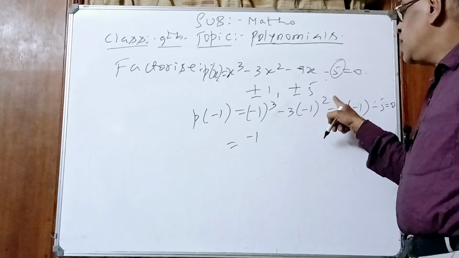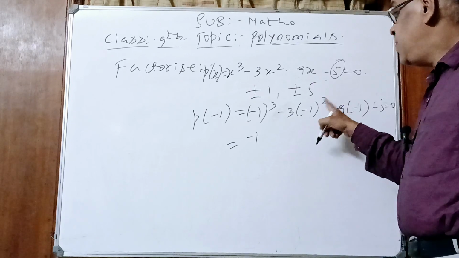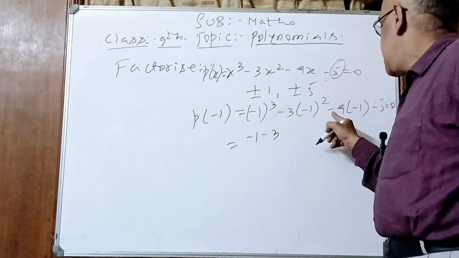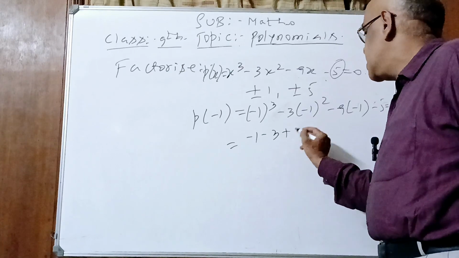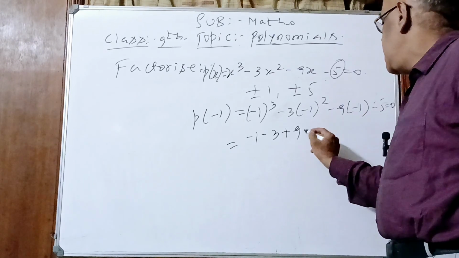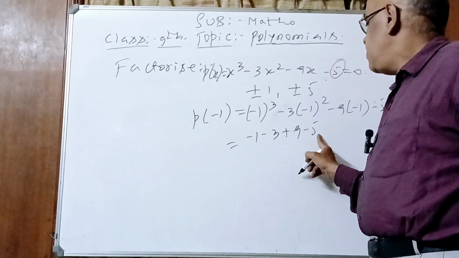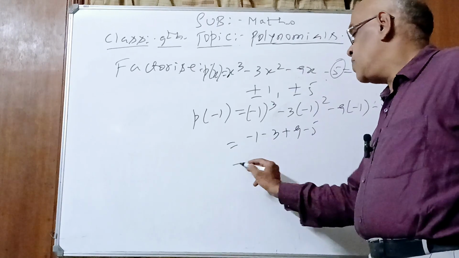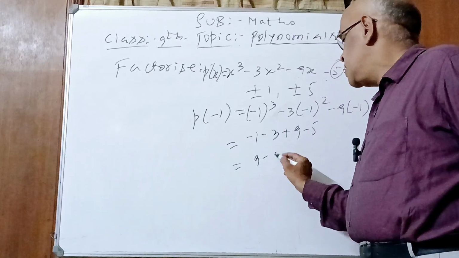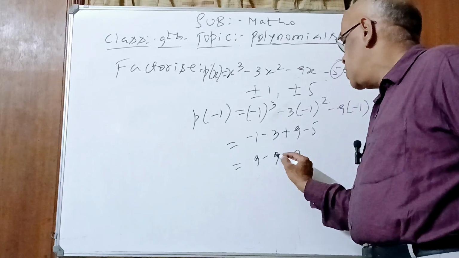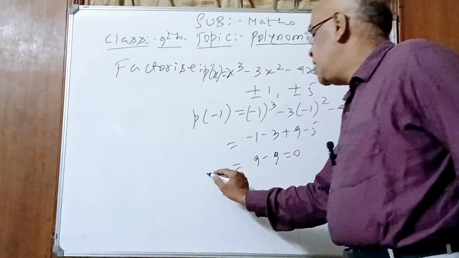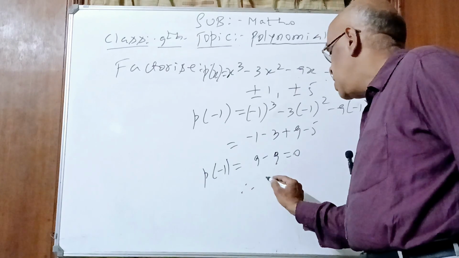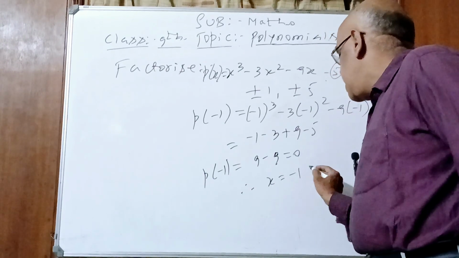If minus 1 is raised to an even power, it becomes plus 1. Plus into minus, minus 3. Then minus into minus, plus 9. Then minus 5. Minus 5 minus 3, minus 8, minus 1, 9 minus 9 is equal to 0. What did we get, children? P of minus 1 is 0.